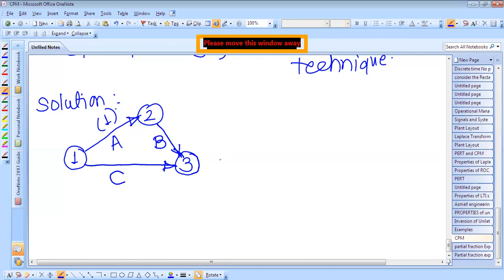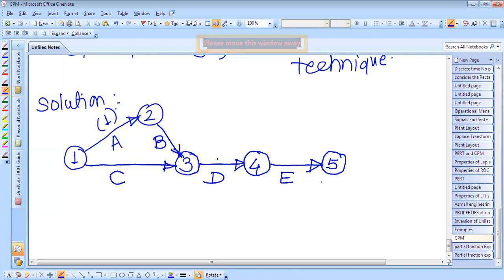Next is fabricate the tank. This is another activity, and we can give the name activity D. The next activity is to test the tank against leakage. We have to test the tank for any leakage by filling water in the tank. Once it is D, this is E.